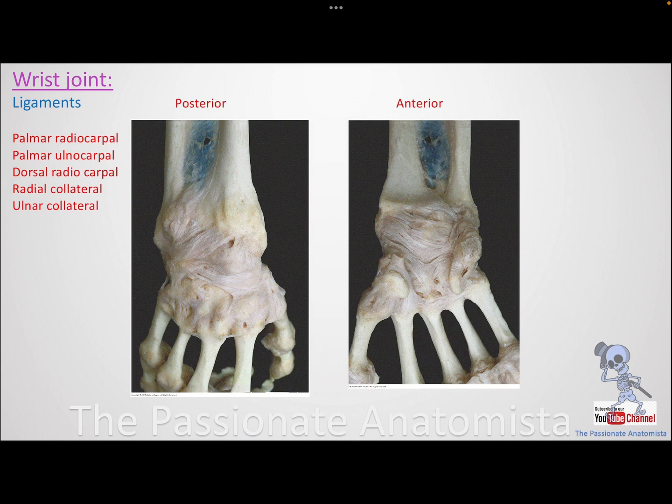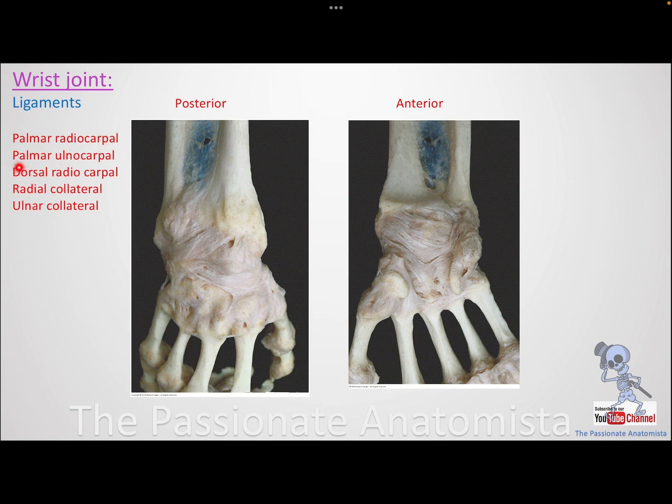Now we have the wrist joint, and we said previously that the wrist joint, we call it the radiocarpal joint because it's predominantly between the radius and the carpals. We talked about how the wrist joint is a synovial joint, and the articular surface is made by hyaline cartilage, and then that is lined by synovial membrane, there is synovial fluid, and that is all covered by fibrous connective tissue, which should be supported externally by ligaments. So these are the ligaments that we have in the wrist joint.